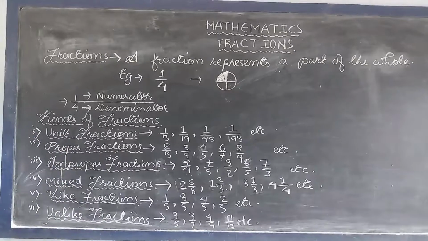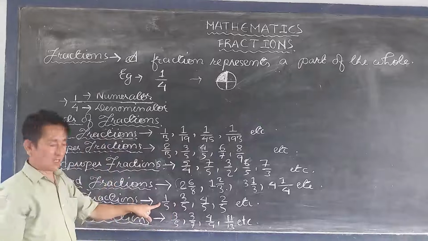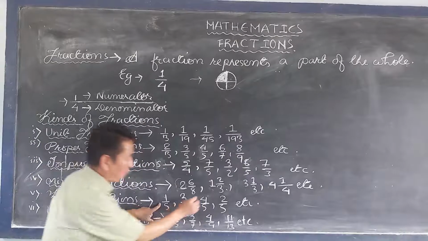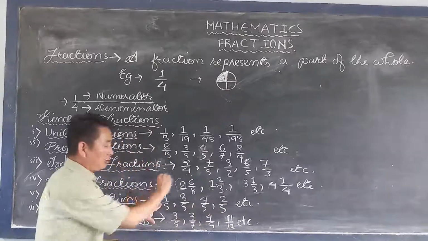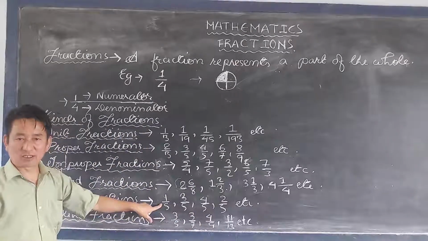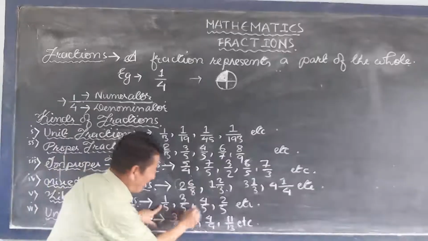Now next, like fraction. Fractions whose denominators are the same are called like fractions. As you can see here, 1 by 5, 3 by 5, 4 by 5, 2 by 5, etc. All these are like fractions, as they have the same denominator, that is 5.